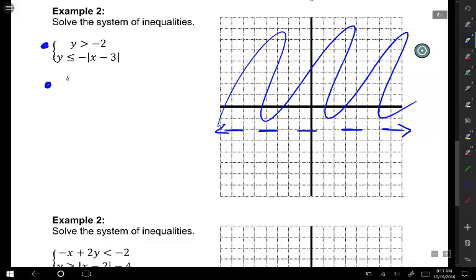Okay, so horizontal. Let's do a little quick review. What is the slope of this dotted line? 0. Good. All right. I'm going to switch to red.